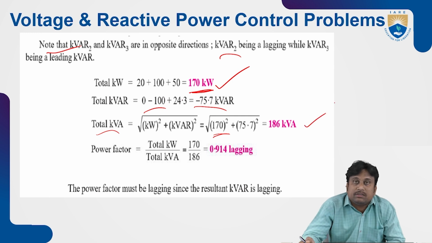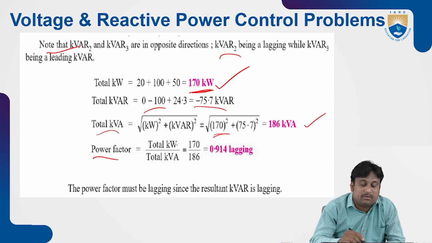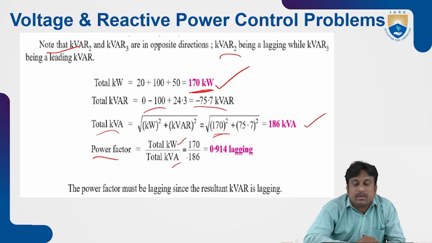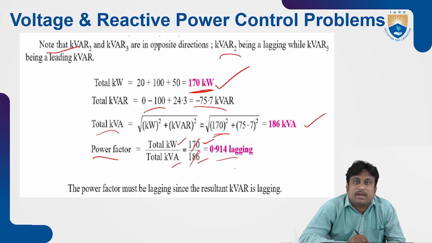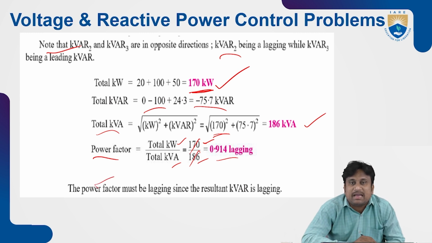That is 186 kVA. So finally the power factor achieved becomes total kilowatt by total kVA, that is 170 by 186. When you simplify, we obtain 0.914 lagging power factor. The power factor must be lagging since the resulting kVAR is lagging in nature.